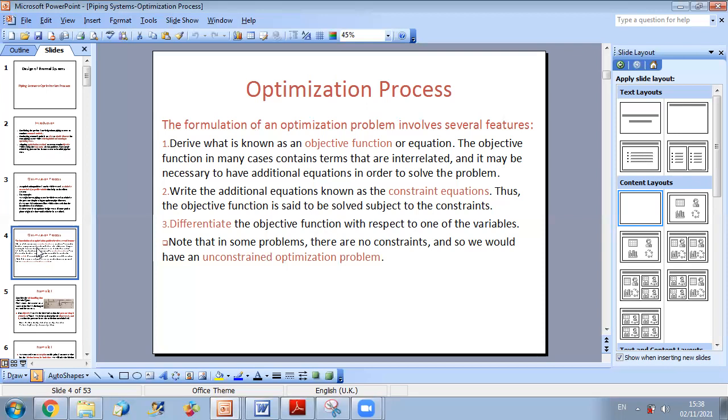Once we write the objective function, in order to get the optimum, we should derive it with respect to the variable of interest. When we differentiate the objective function with respect to one of the variables and set it equal to 0, this will give us the optimum. Now we should note that in some problems there are no constraints, and in this case we say it's an unconstrained optimization problem. So we have optimization problems with constraints, where we have some limitation, while other problems do not have any constraint or limitation. And we'll see different types of problems that we might have.